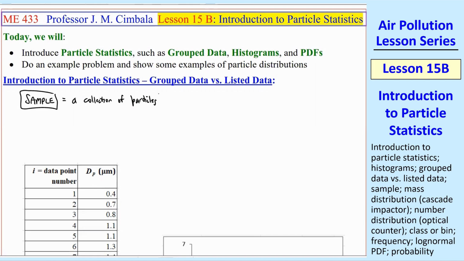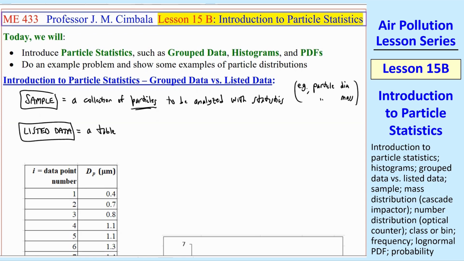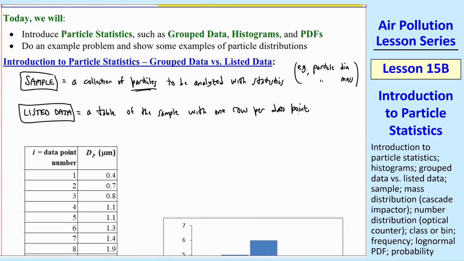A sample is a collection of some measurement that you want to do statistics on. In this case, we'll always be using particles. So it's a collection of particles to be analyzed with statistics, for example, particle diameter or particle mass. Listed data is defined as a table of the sample with one row per data point. This is the kind of data you're used to in statistics. For example, you can create histograms and you can analyze things like standard deviation and stuff like that.